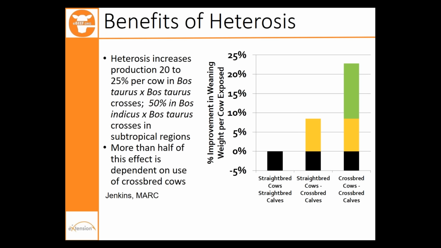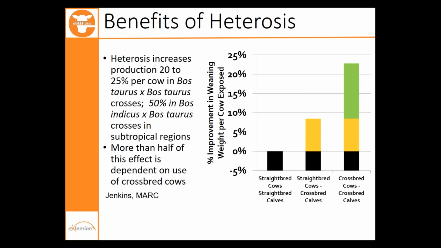And in fact, in Bos Taurus by Bos Indicus crosses, we see nearly a 50% improvement in weaning weight per cow exposed. But roughly about 2/3, kind of the number we use as a rule of thumb, about 2/3 of the economic value of crossbreeding comes from having crossbred cows. So if you only produce crossbred calves from straight bred cows, you miss about 2/3 of the free lunch.